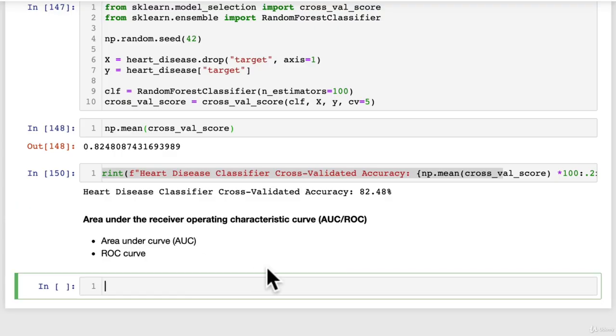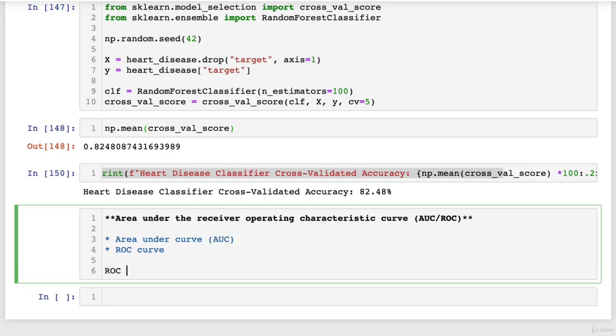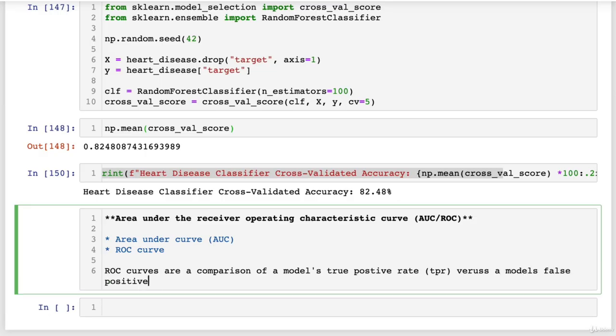So if you hear someone talking about AUC or ROC or something like that, they're probably talking about this metric here. Now, what does a ROC curve measure? Well, by formal definition, a ROC curve is a comparison of a model's true positive rate, aka TPR, versus a model's false positive rate, which is also known as FPR. Let's write that down here.